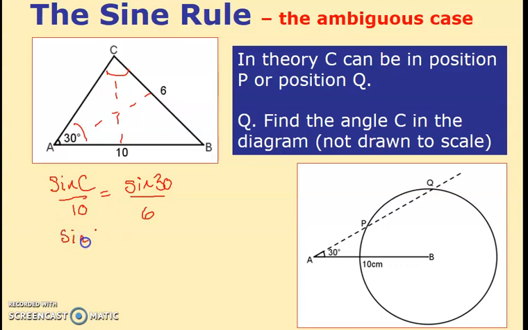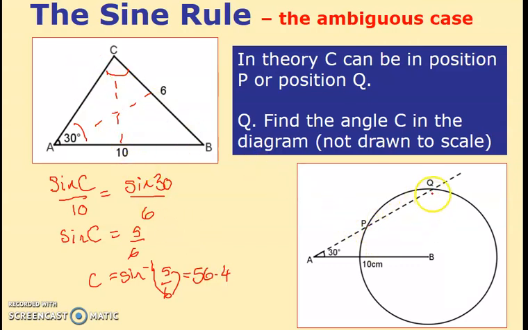Sine C equals 10 times sine 30, divided by 6. I've got 5/6 on my calculator, and of course I'm going to inverse sine. Inverse sine of that, no idea what that is. The answer is 56.4. I'd better write 5/6 there. And it's 56.4.